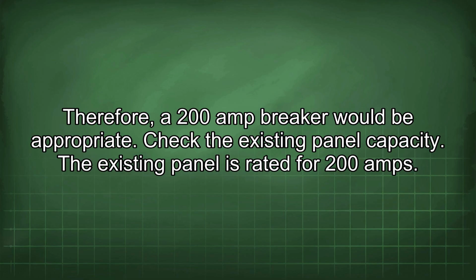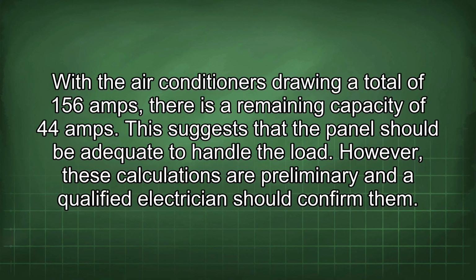Check the existing panel capacity. The existing panel is rated for 200 amps. With the air conditioners drawing a total of 156 amps, there is a remaining capacity of 44 amps. This suggests that the panel should be adequate to handle the load.